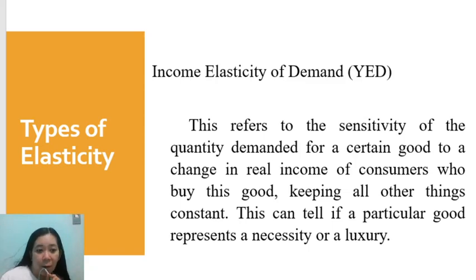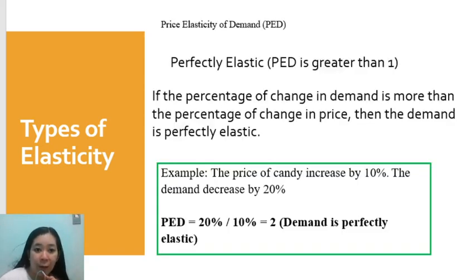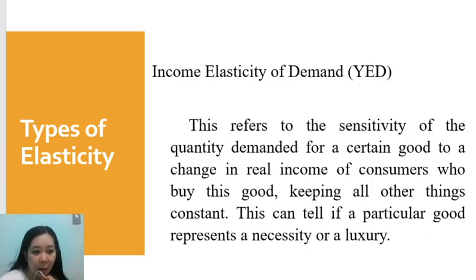Those are for the first type of elasticity, price elasticity of demand. So we go now to the second type of elasticity. This is income elasticity of demand, or YED. YED refers to the sensitivity of the quantity demanded for a certain good to a change in real income of consumers who buy the goods, keeping all other things constant. This will tell if a particular good represents a necessity or a luxury.